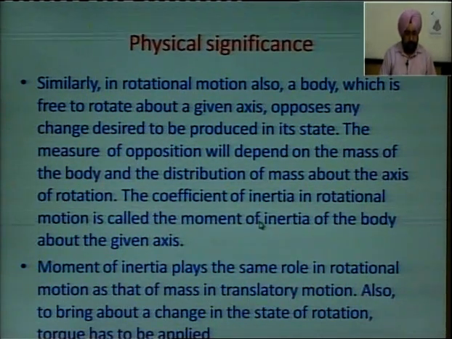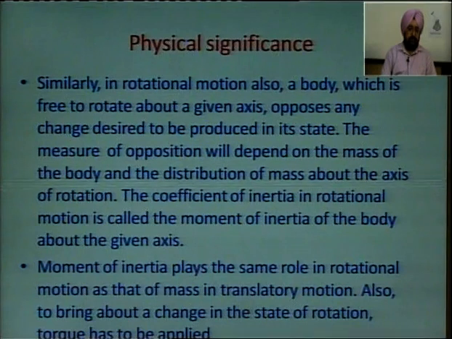In translational motion, the coefficient of inertia is called inertia, and here we call it moment of inertia. In translational motion, inertia depends only upon mass, but here, along with mass, it depends upon distribution of mass about the axis of rotation. So, moment of inertia plays the same role in rotational motion as that of mass in translatory motion.